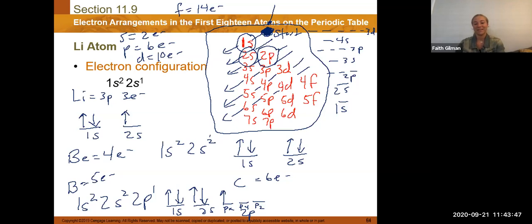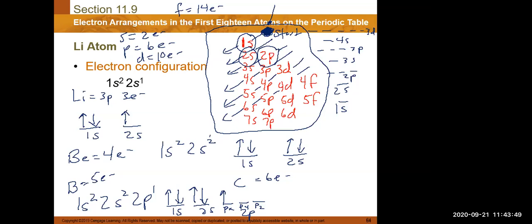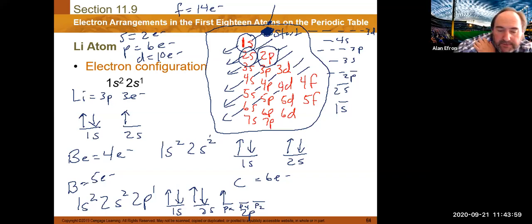Other questions on that? Yeah, I also have a question. I'm just lost as to how we figure out the arrows. Yeah, so the arrows, and we'll do carbon right now, and I'll walk you through one more time.